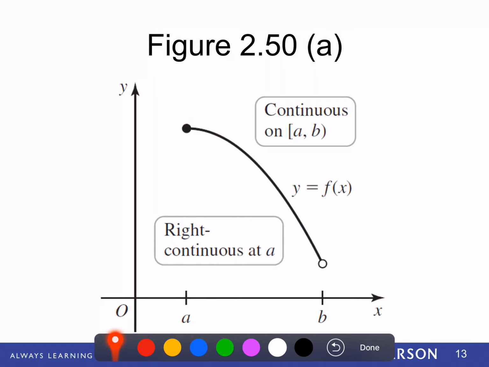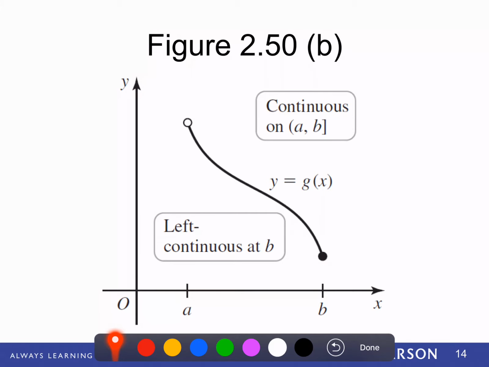This discusses the idea of right versus left continuity at endpoints of an interval. This function is very clearly continuous between the values of a and b. I can draw it back and forth without having to pick up the pencil. However, it's not defined at b, but it is defined and defined well at a. We'll look at definitions in a second, but there's clearly something doing well here but not doing well there, because of the closed circle and the open circle.